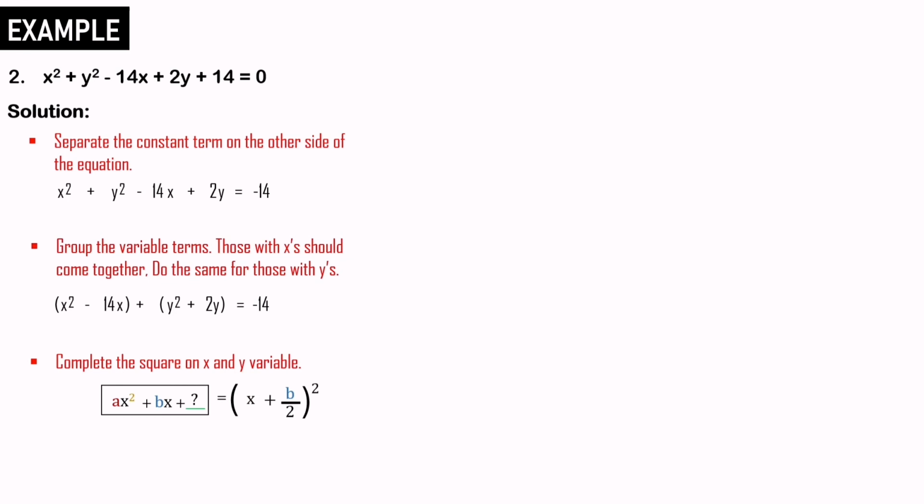We will use the shortcut from earlier so it is easier for you. So we have x plus, what is our b? Since it is minus 14x, our b is negative 14. Negative 14 over 2, close bracket, squared, plus y plus our b here is positive 2. So 2 over 2, close bracket, squared, is equal to negative 14.